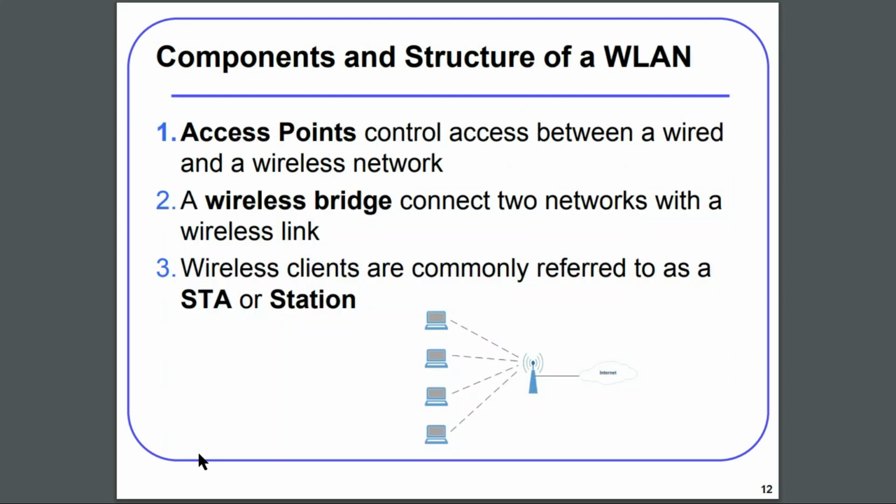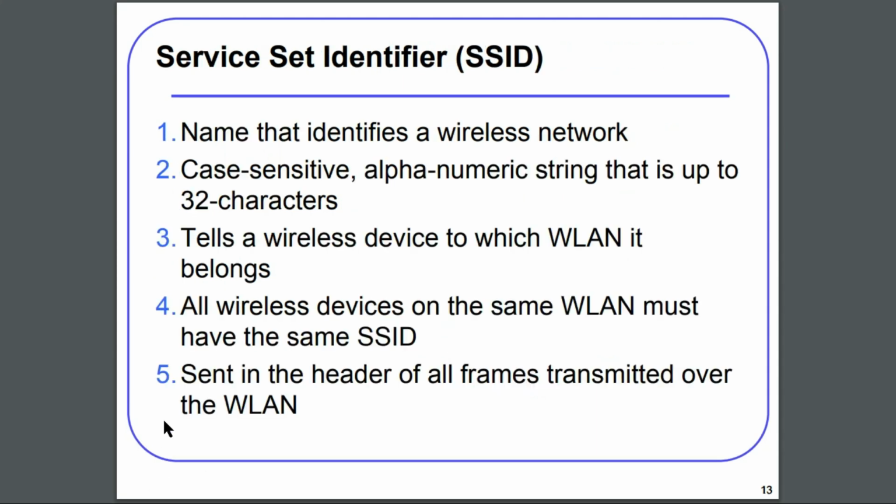So in this slide, we can see the components and structure of WLANs. First one is the access points, which control access between a wired and wireless network. Second one is a wireless bridge, which connects two networks with a wireless link. Third one is wireless clients, which are commonly referred to as STAs or stations. So let's move to the next slide.